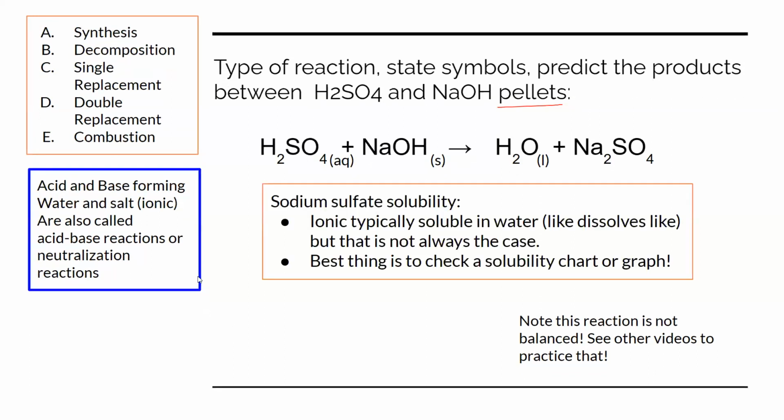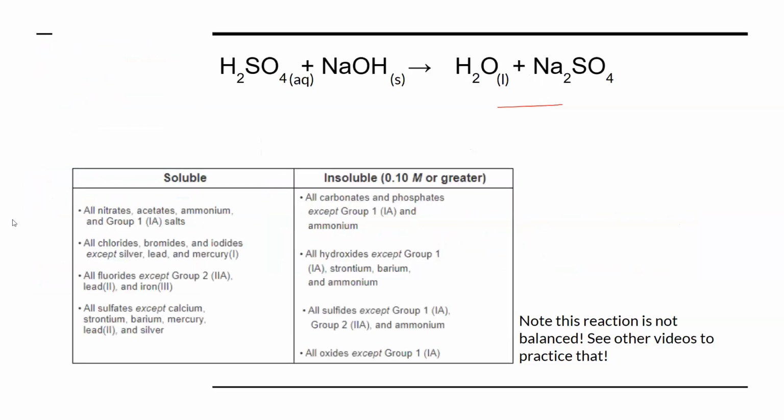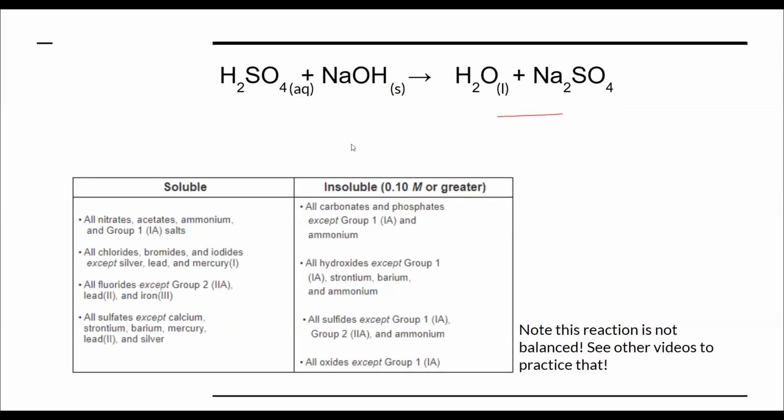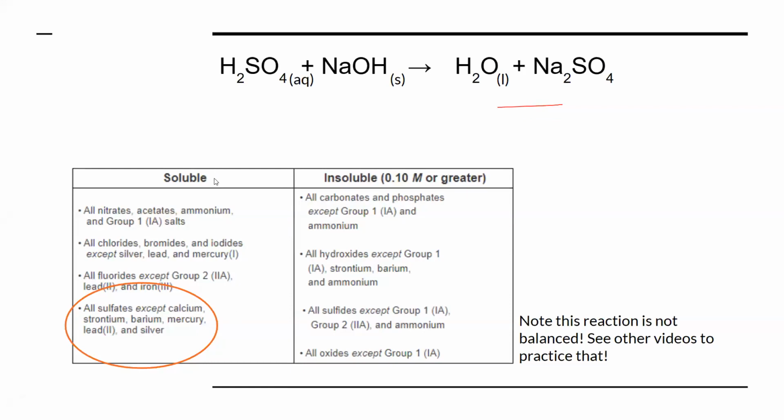Okay, so ionics are typically soluble in water, like dissolves like, but that is just an overall general rule. It's really not specific. If you remember those graphs, it really depended a lot on temperature if it was able to be dissolved. So you really want to check with a solubility graph like we did, or you could be shown a solubility chart to help you out. So here's an example of a solubility chart, and you just look and see, are they on the left or the right? Sulfates are on the left, so they are soluble.